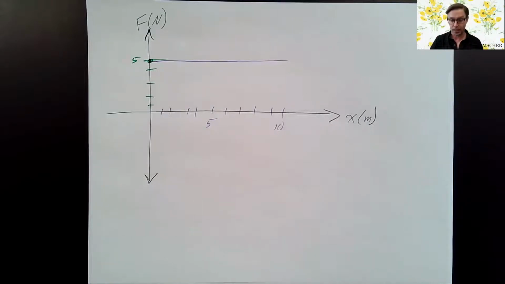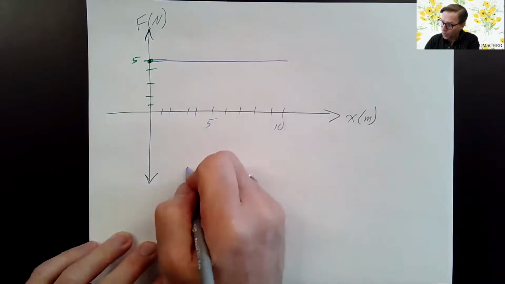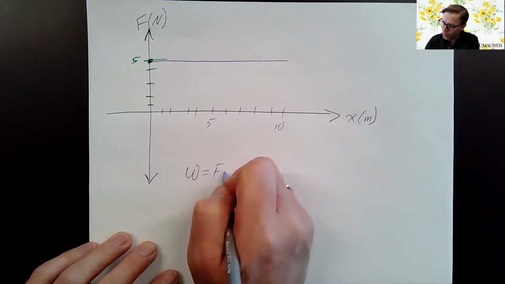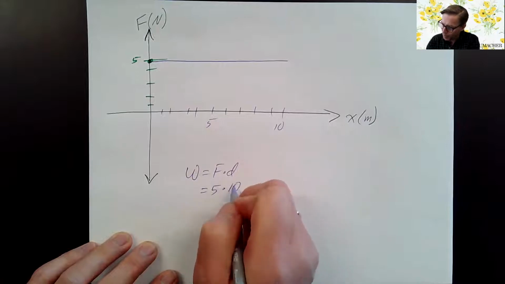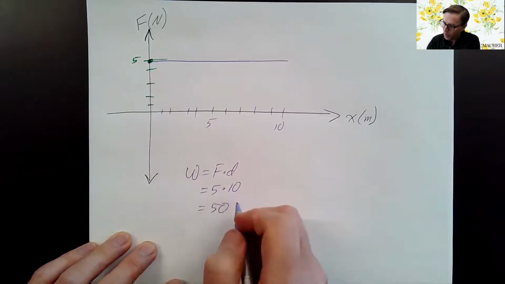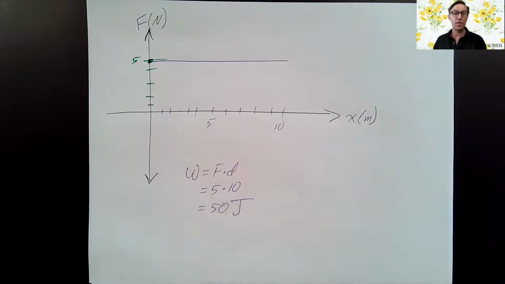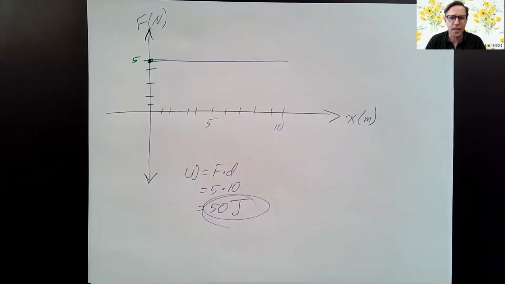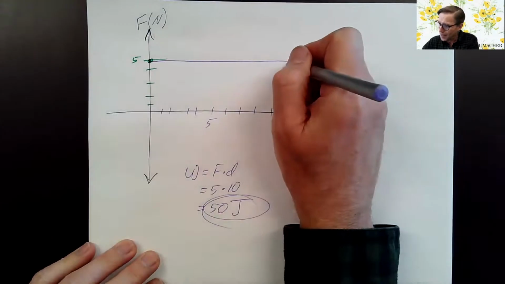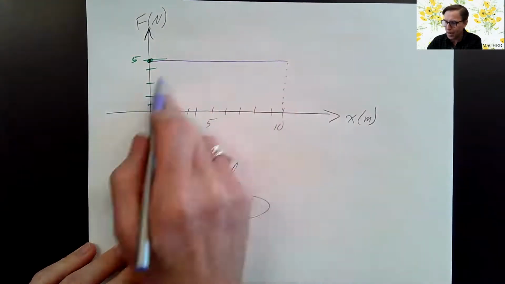Well, work is force times distance, right? So work equals force times distance. I pushed with a force of 5 newtons for a distance of 10 meters. So I did 50 joules of work, 50 newton meters of work, 50 kilograms times meters per second squared of work. So 50 joules, that's how much work I did. Woohoo, not very exciting.